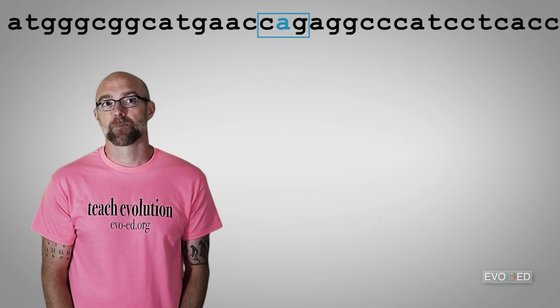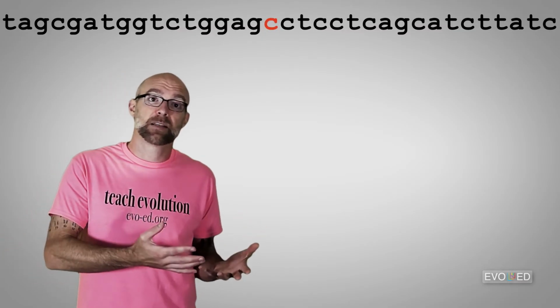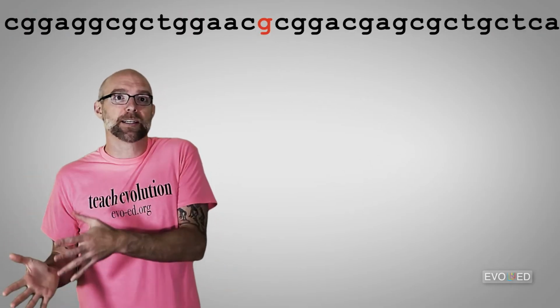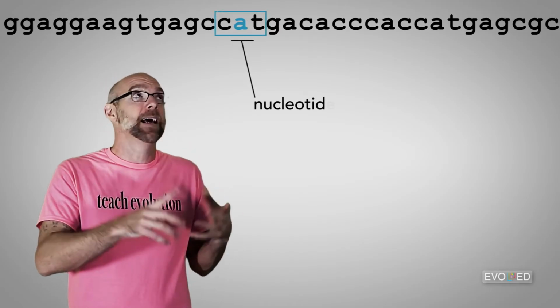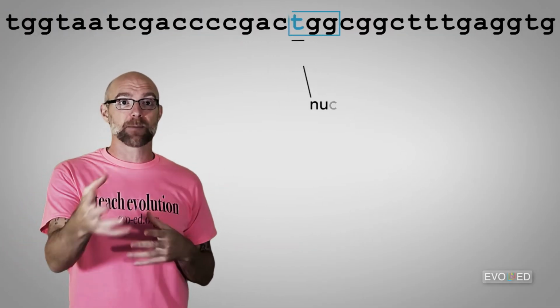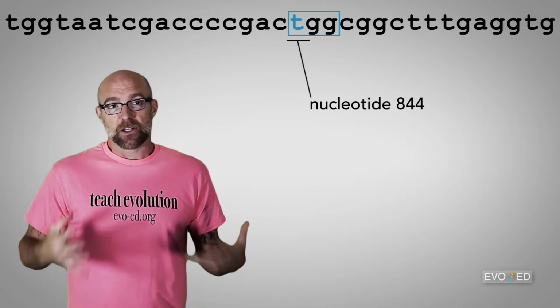That tiny change decreases the effectiveness of the P53 protein and could make someone more susceptible to cancer. We would see a similar effect if there was a substitution mutation from a cytosine to a thymine at position 382, or a change from a guanine to an adenine at position 532, or a guanine to an adenine at position 818, or a guanine to a cytosine at position 841, or a guanine to a thymine substitution at position 844. You get the idea.